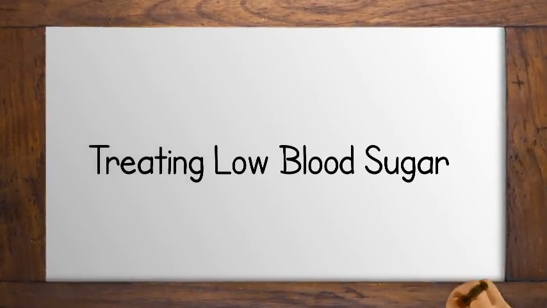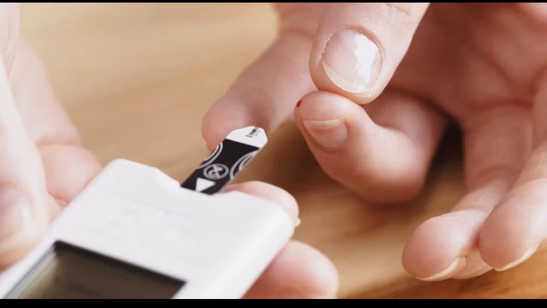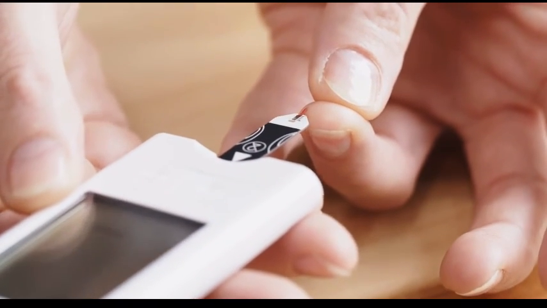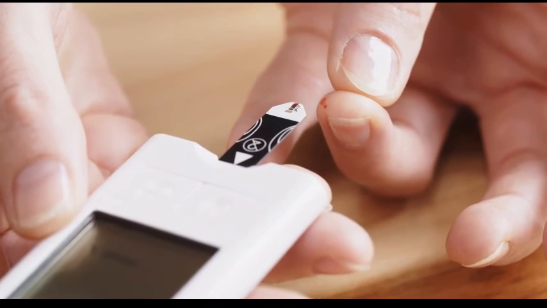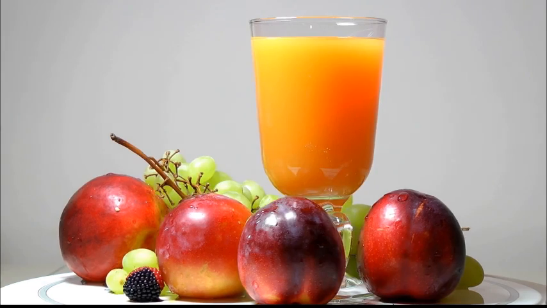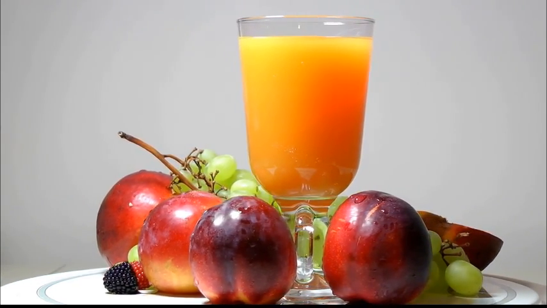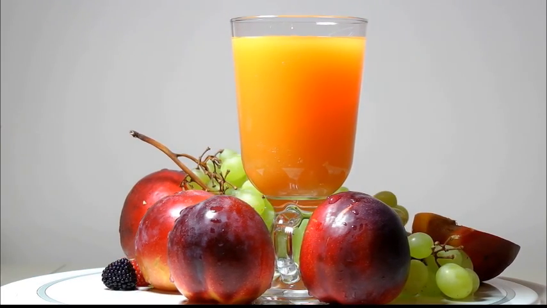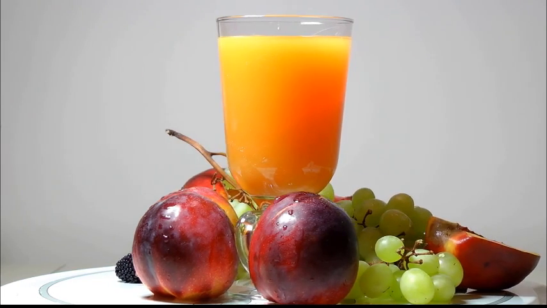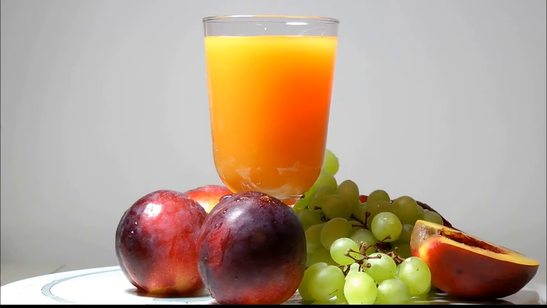Treating low blood sugar. First, check your blood sugar right away. If it's below 70, treat for low blood sugar. If you can't check, treat anyways just to be safe. Treat by eating 3 packets or 1 tablespoon of regular sugar, 4 ounces of regular fruit juice, or 6 ounces of regular soda. Diet soda does not treat low blood sugar as it does not contain sugar or carbohydrates.